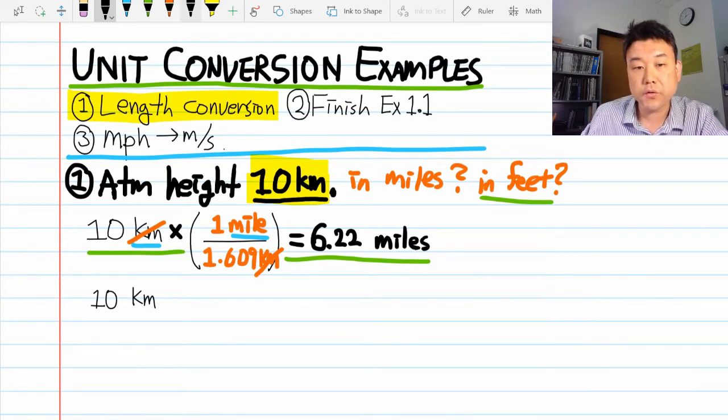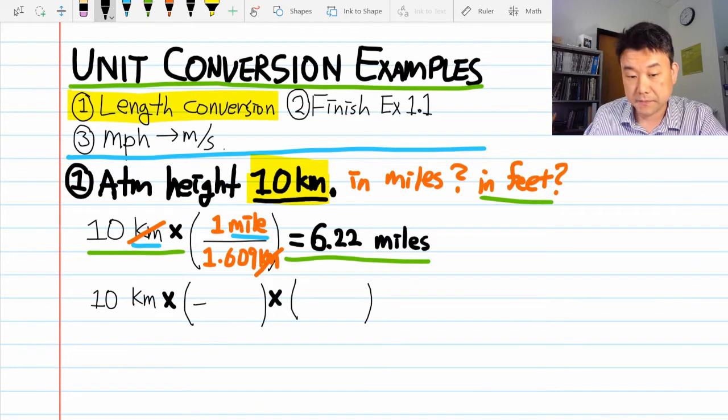So what I'm going to need to do is I'm going to have to convert twice. I will need two conversion factors to get my final answer in terms of feet. The first factor is easy. I need to convert kilometer to meters.